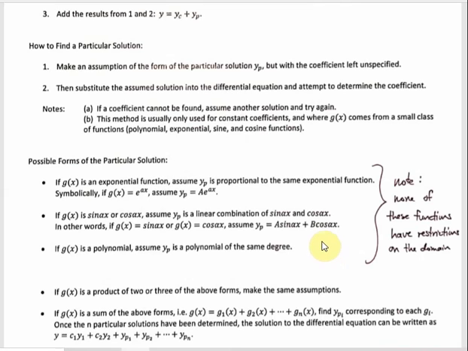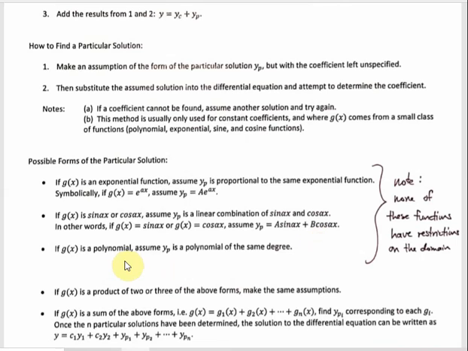So that is the thing that feels a little bit counterintuitive. And that's usually the thing about this that tends to trip people up a little bit. It's if you have sine or cosine, then when you assume the form for y sub p, you need both of them in there.